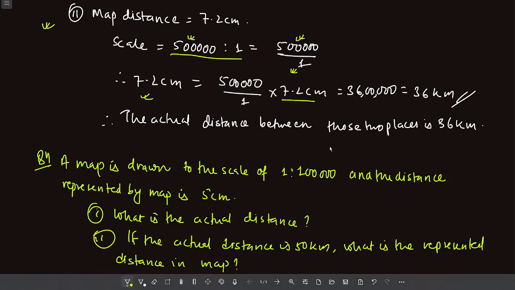If you are finding actual distance, then greater value should be above, smaller value should be down. If you are converting to map's scale or map's distance, then smaller value should be up, greater value should be down. That is the difference. If you are finding smaller value, then smaller value up. If you are finding greater value, then greater value of the ratio will be up. Very simple.